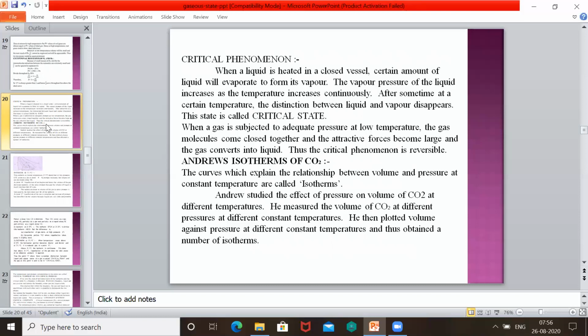Now to understand critical phenomena, Andrews has given isotherms. And this is an important question for degree SEM1. Andrews isotherm of carbon dioxide. What are isotherms? Isotherms are graphs or curves drawn. Therm means temperature. It is a relationship between pressure and volume of a gas at constant temperature. So Andrews studied the effect of pressure on volume of carbon dioxide at different temperatures. He measured the volume of carbon dioxide at different pressures at constant temperature and plotted the graphs. And the graphs are known as isotherms.